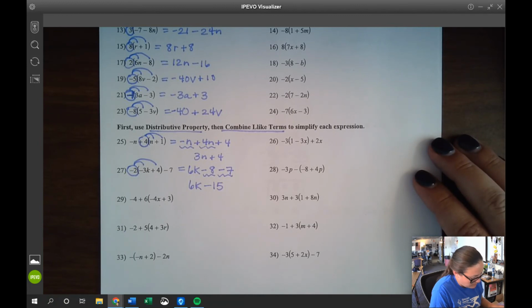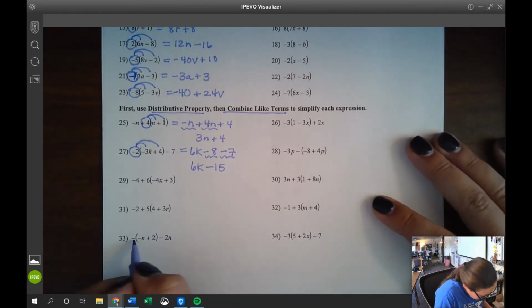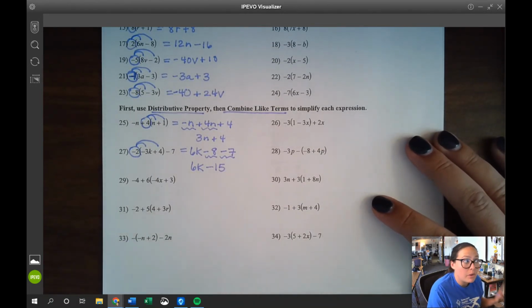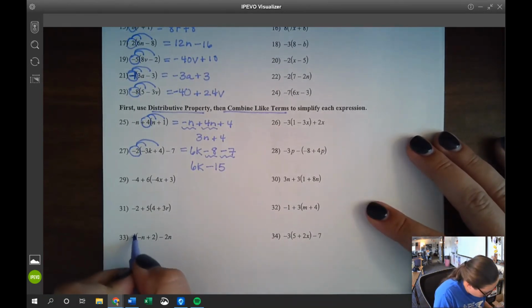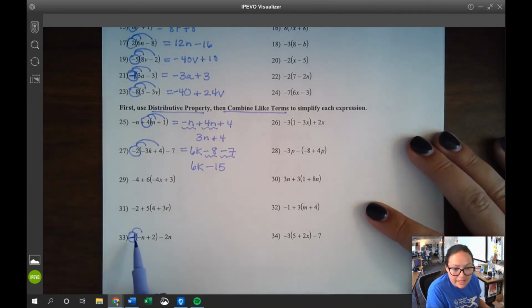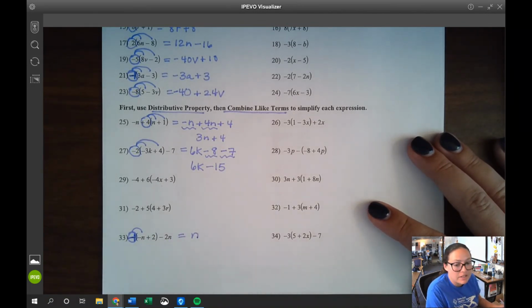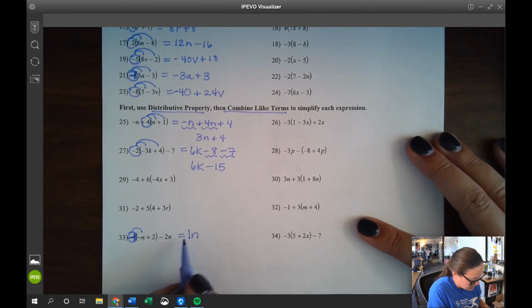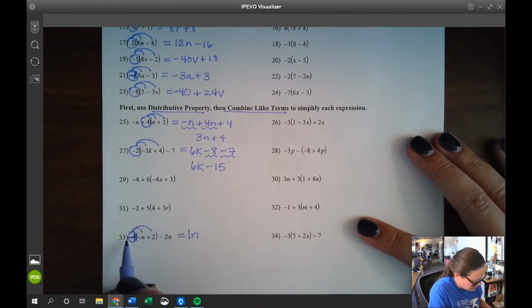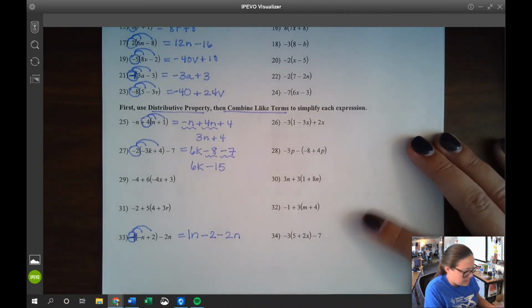Okay. I want to do one more together, which is number 33. If there's not a number in front, what number is really in front? A 1, but in this case, it's a negative 1. Okay, so when I do a negative 1 times a negative n, that makes it a positive, because a negative times a negative is a positive, and it's 1, positive 1. Negative 1 times 2 is negative 2. And again, since that minus 2n is not in the parentheses, it just kind of comes along for the ride.